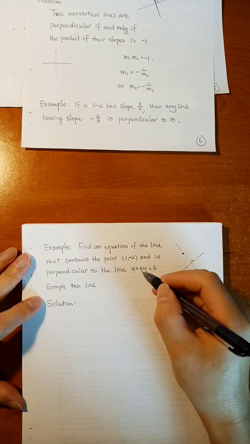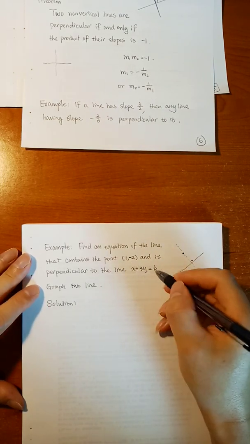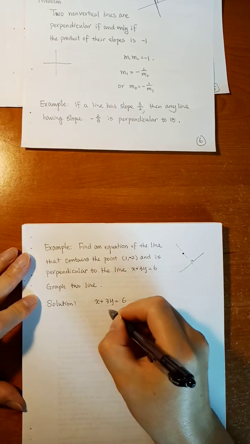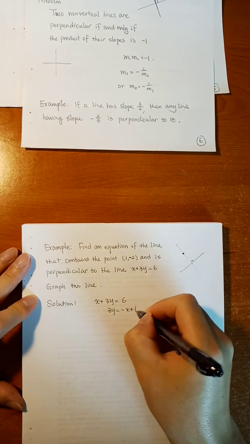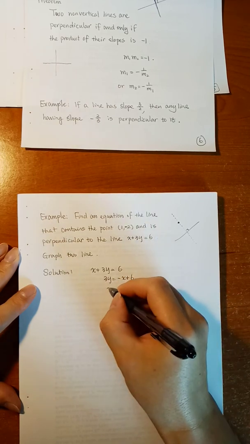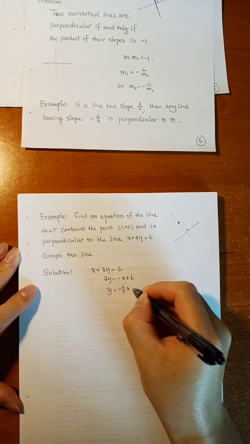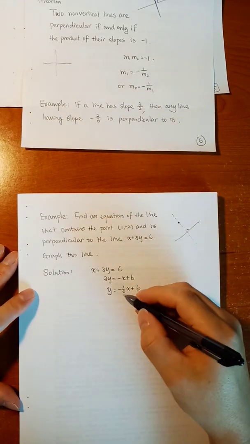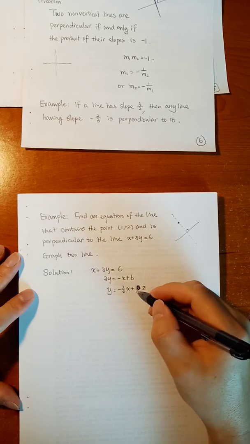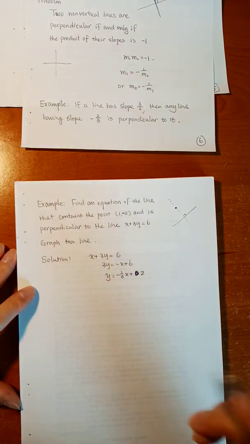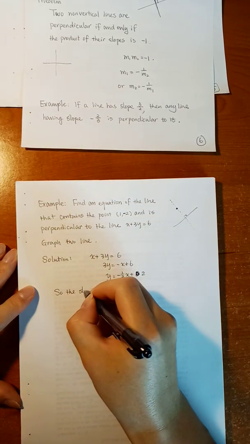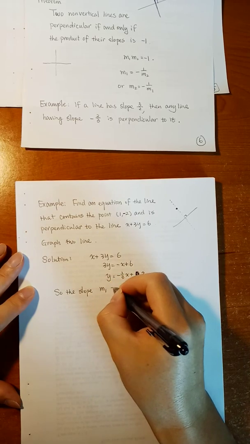The point is given, so we need the slope. The slope is related to this line, so let's find the slope first. x plus 3y equals 6, so 3y is negative x plus 6. We move x to the right side and divide the equation by the coefficient of y. So y equals negative 1/3 times x plus 2. The slope, let's call it m1, is negative 1/3.